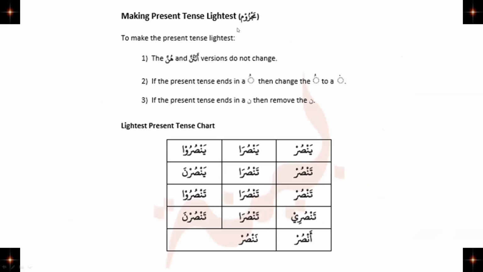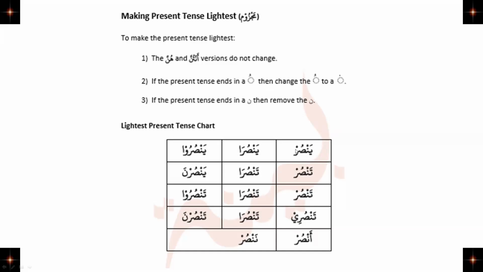But quickly, let me look at lightest. How can a fi'l mudari become lightest? Lightest means majzoom. Okay. Fi'l mudari can become lightest when it is preceded by certain letters. And I've explained this lightest. Lightest means sukun. Light means fatha. Okay. These are terminologies used here.